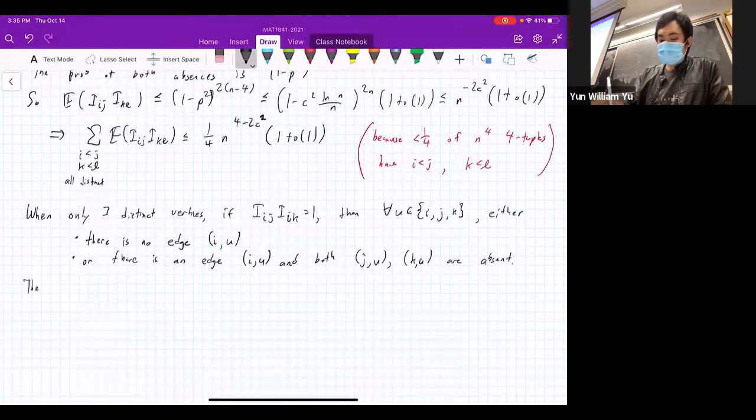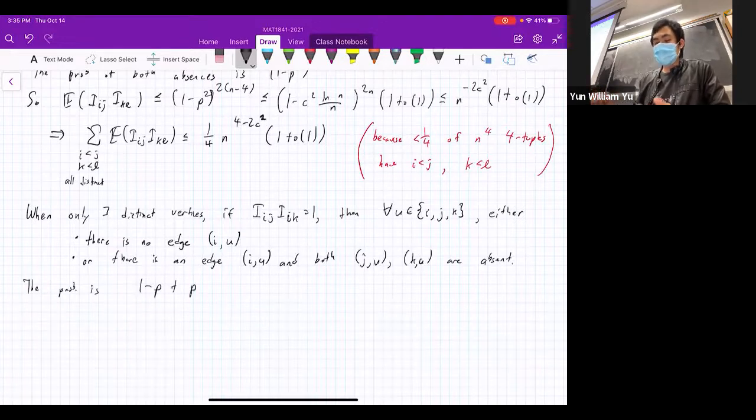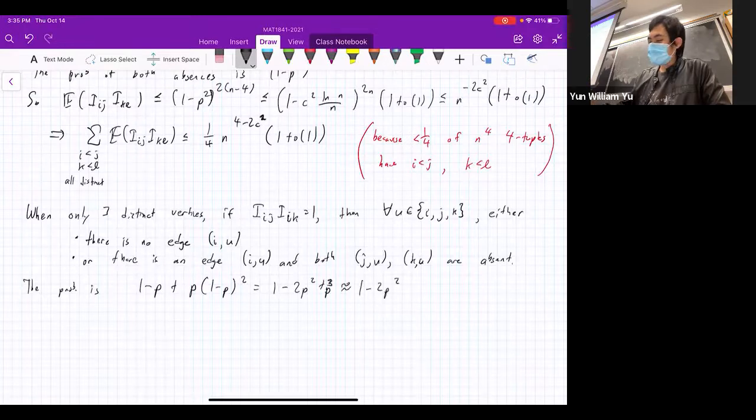So what is that probability? The probability is, well, 1 minus p for the probability there's no edge iu, plus p for the probability that there is one, times 1 minus p squared, which is equal to 1 minus p squared plus p cubed, which is approximately equal to 1 minus p squared for a single u. And yes, we are just completely throwing out the cubic term.